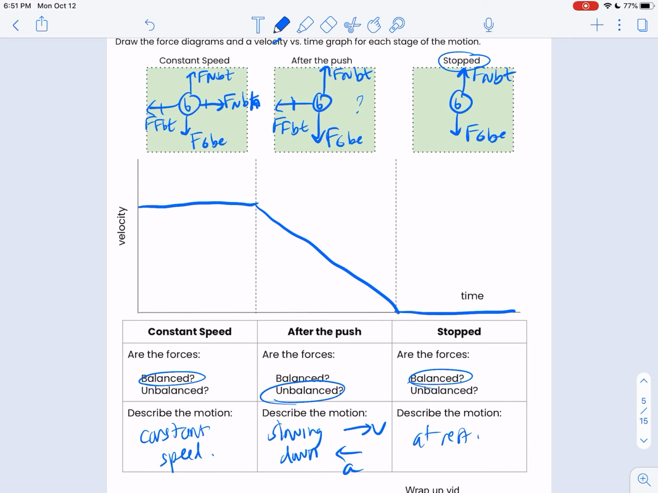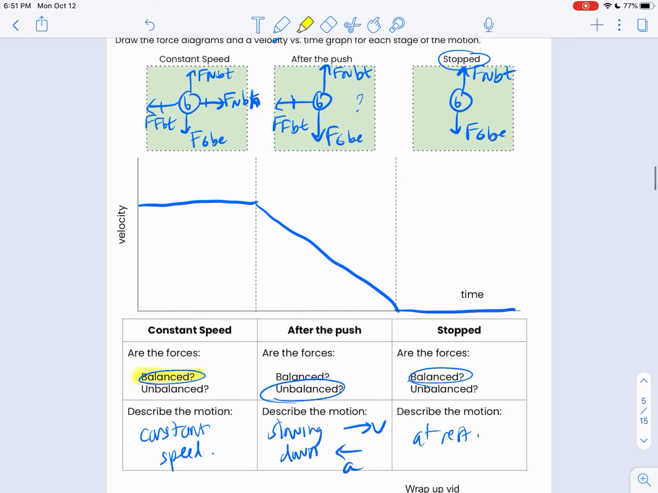So this one's going to look sort of like constant speed, slows down, then comes to rest. The important part here: balanced forces keep the motion the same. Unbalanced forces change the motion. All right, that is it.